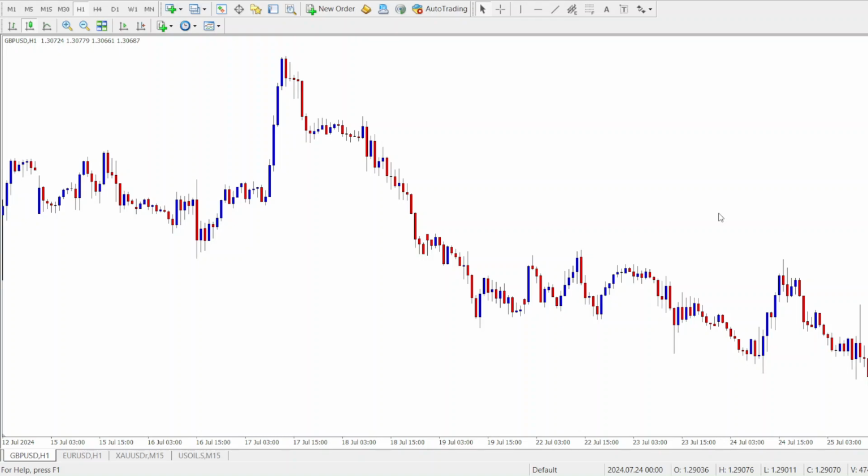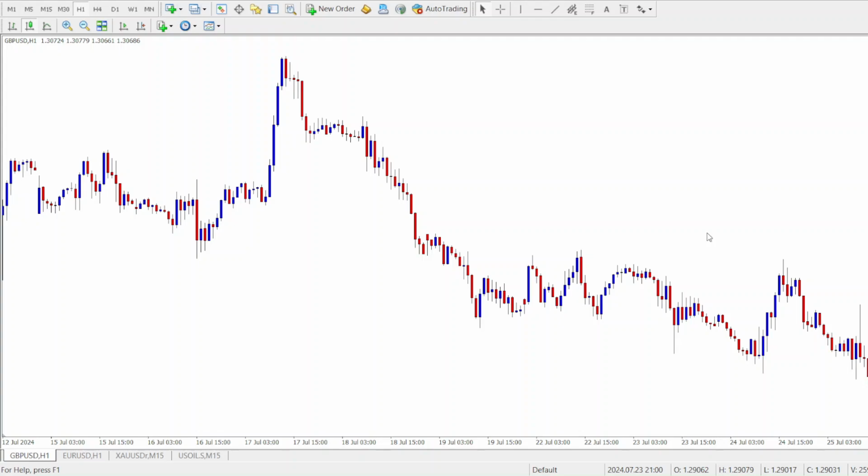In this video, we are going to be looking at the best EMA settings for day trading. We're just going to be looking at a step-by-step guide to make it more effective.